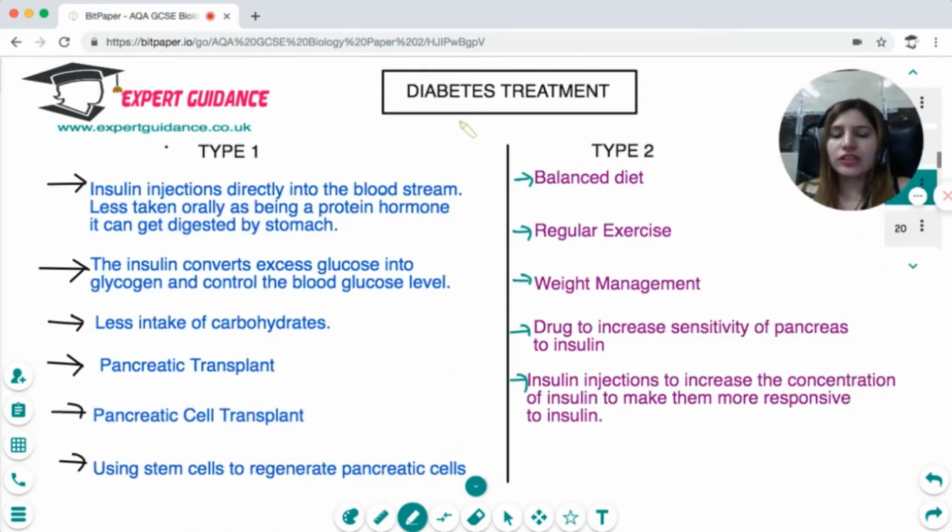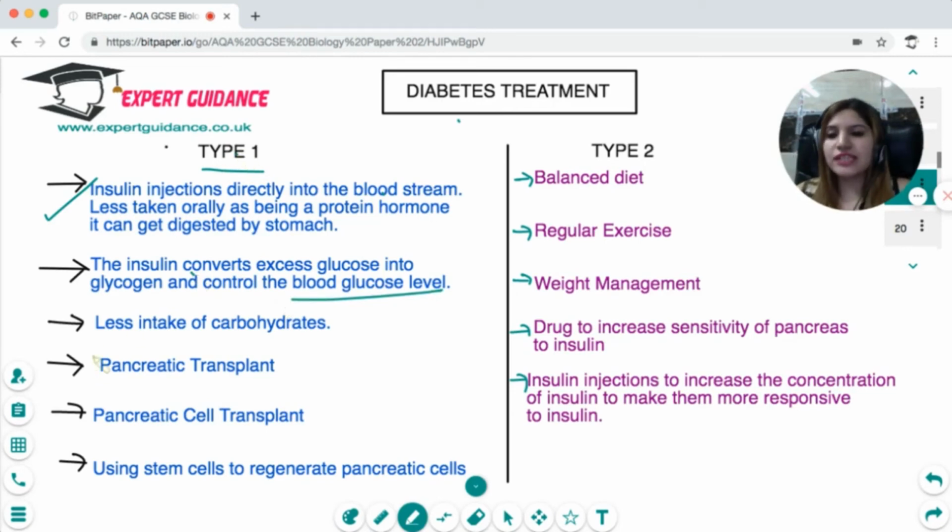So what is the treatment for type 1 diabetes? Insulin injections. Remember, we need to take insulin injections. We cannot take insulin tablets, because insulin is a protein hormone, and protein can be digested in the stomach. The insulin goes to the blood, and it converts the excess glucose into glycogen and controls the blood glucose level.